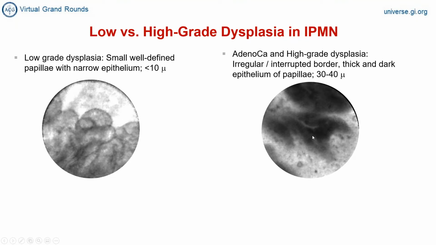Whereas here at this other extreme, you have an IPMN just progressed to adenocarcinoma. The papillary borders are irregular, and the papillae have a very dark epithelium because of the dense proliferation of cells and nuclei. In fact, the lamina propria is hardly seen because of this proliferation of cells.